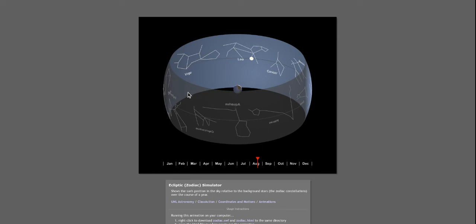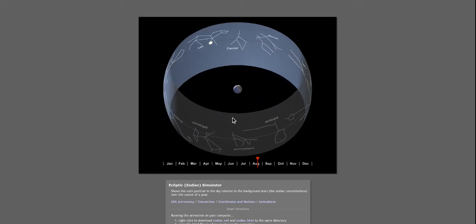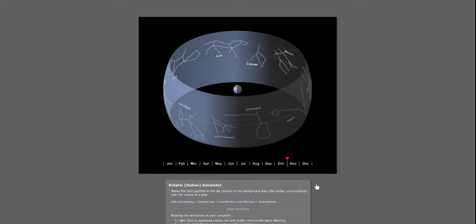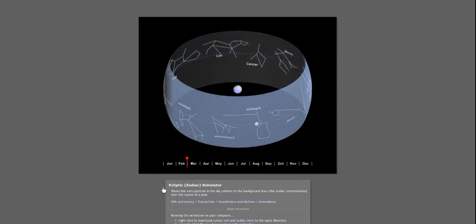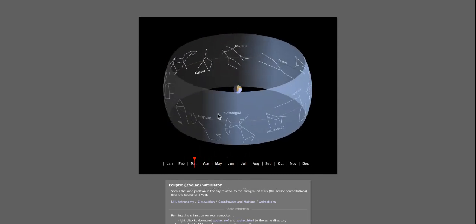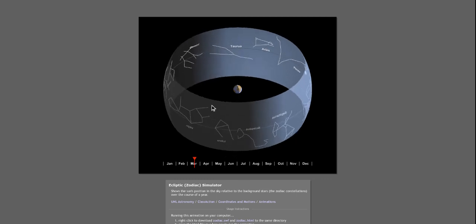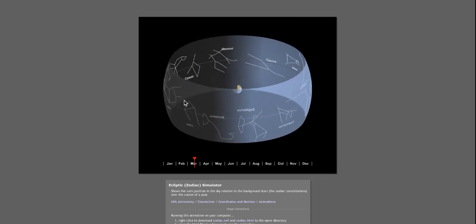Anyway, this is a super cool simulation. It's fun just to watch the Earth spin super fast and see the sun going around. If you want to play with this yourself, I'll include a link in the video description. But there it is, the Ecliptic Zodiac Simulator.